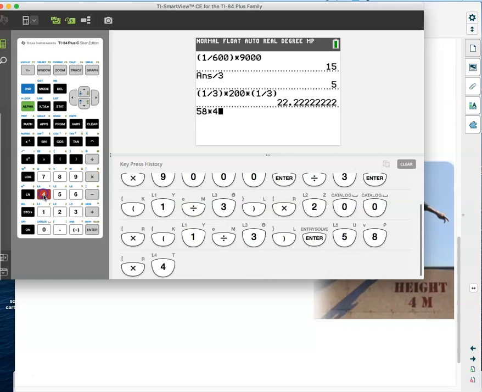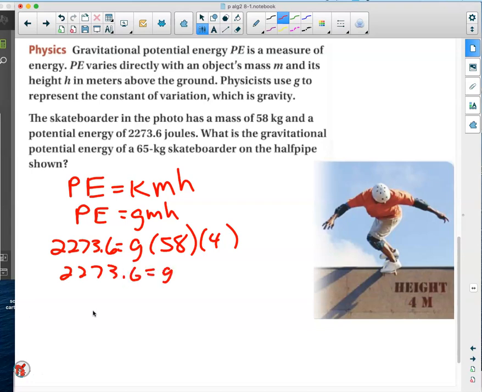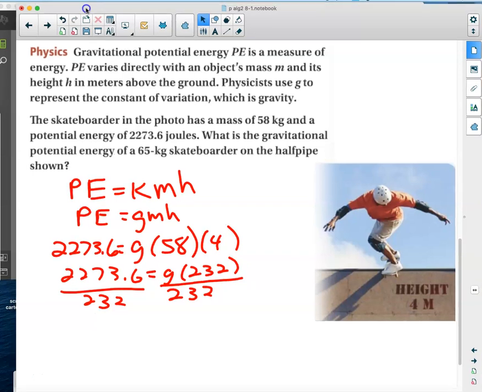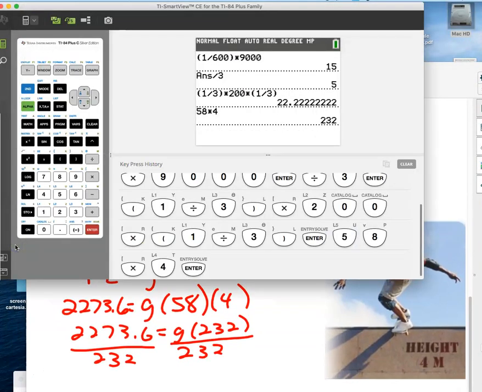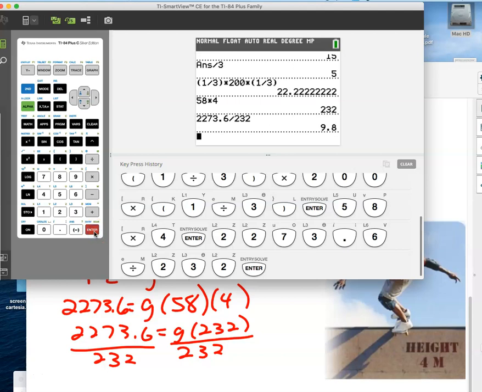So we better figure out what 58 times 4 is. And I don't want to do it in my head, so I'm going to punch it in. 232. And divide by 232. I better get that down where I can see it, otherwise I'm going to forget it. 2273.6 divided by 232. 9.8.